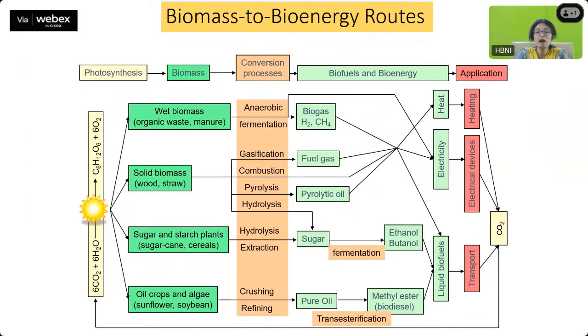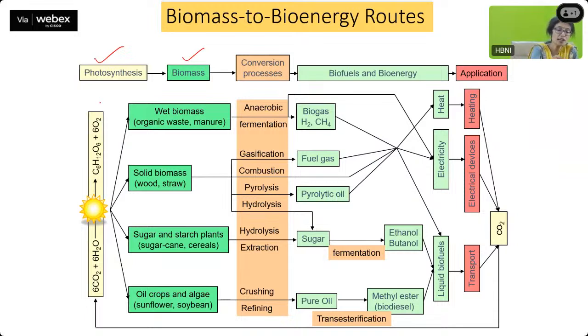So now the biomass to bioenergy route, this is a very interesting slide. You have over here on the left-hand side the photosynthesis. Through photosynthesis, biomass is taking in energy from the sun. Then you have these different conversion processes. And this ultimately gives rise to biofuels and bioenergy and then their various applications.